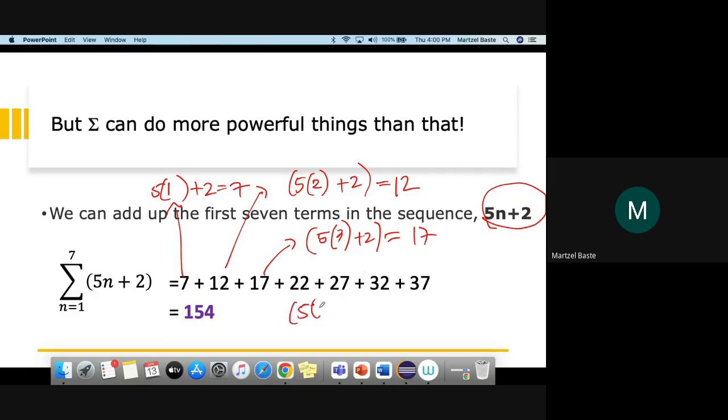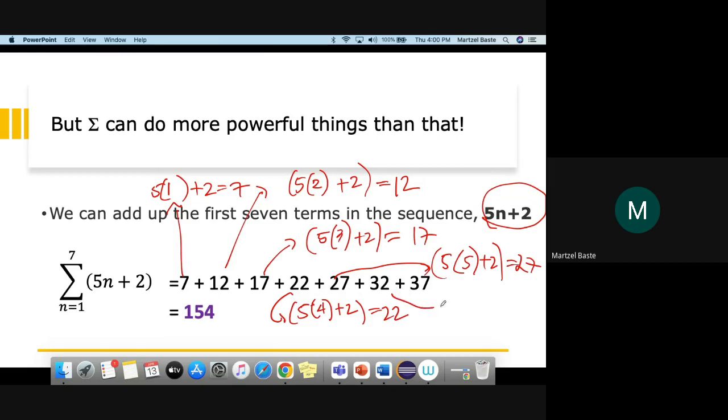5 times 4 is 20 plus 2 is 22. So this one is 22, 27, 5 times 5 is 25 plus 2. So see, you can see the pattern because it's again a number series, but the result will be added after. So 27 and then 32.